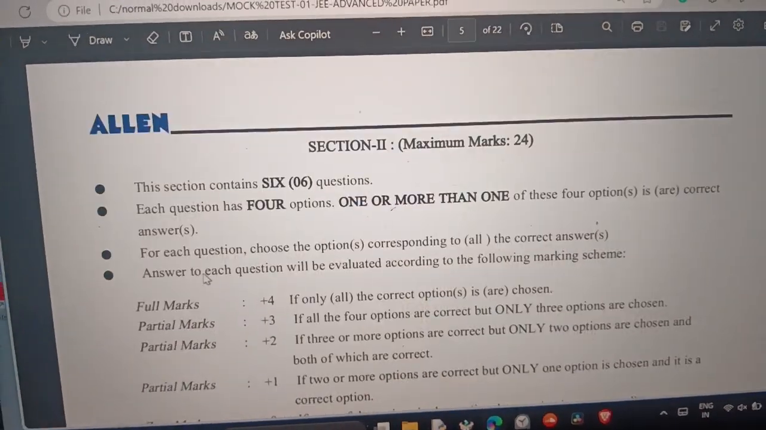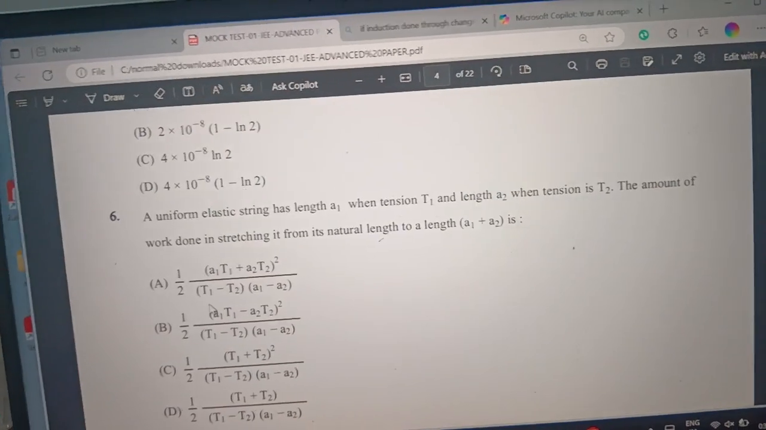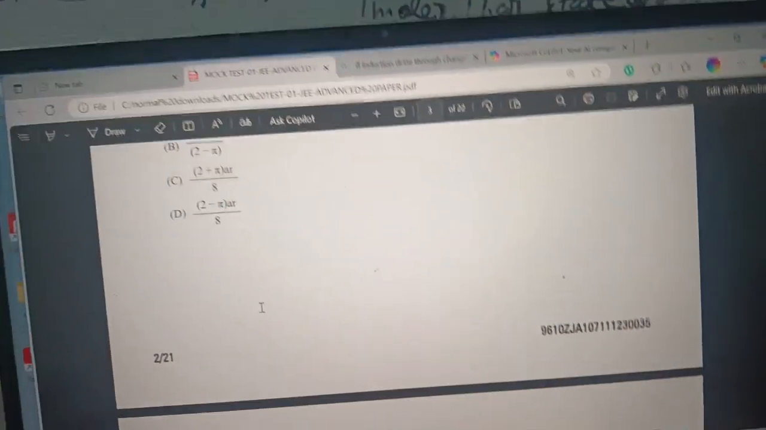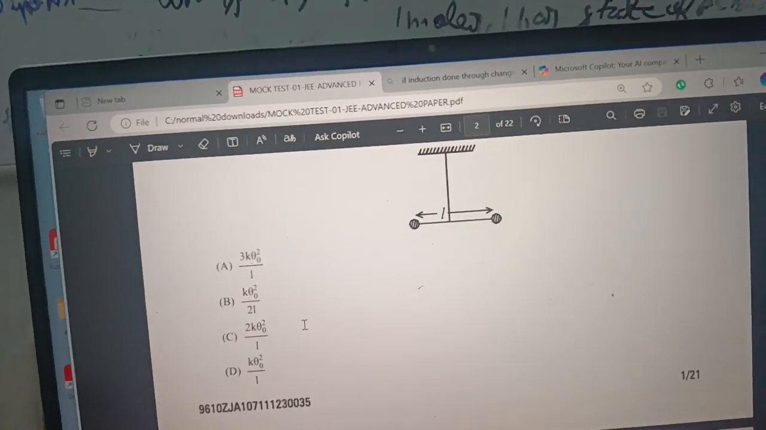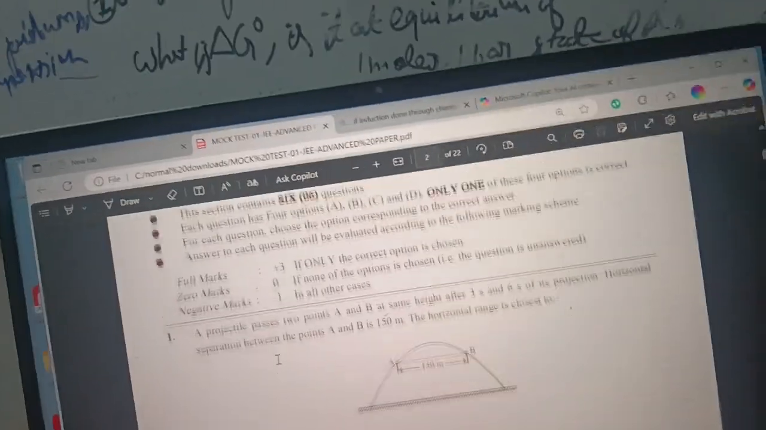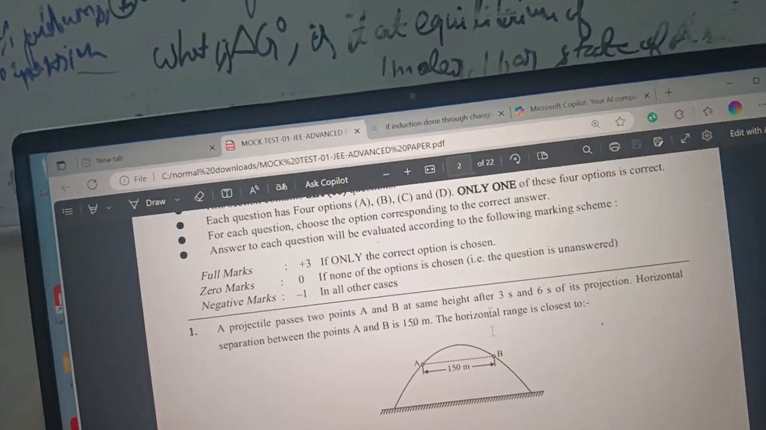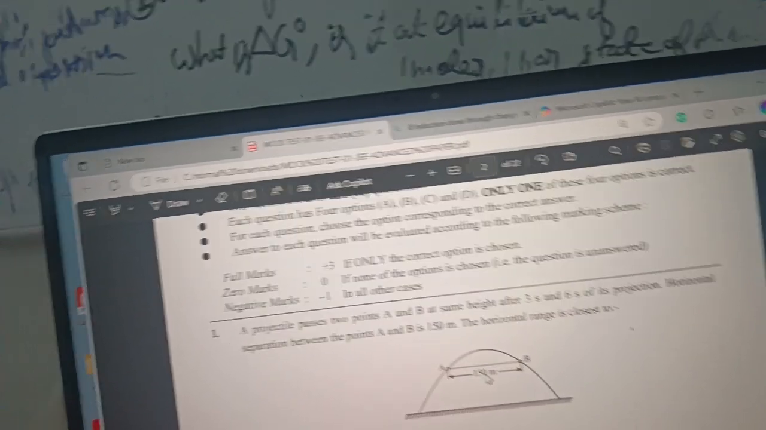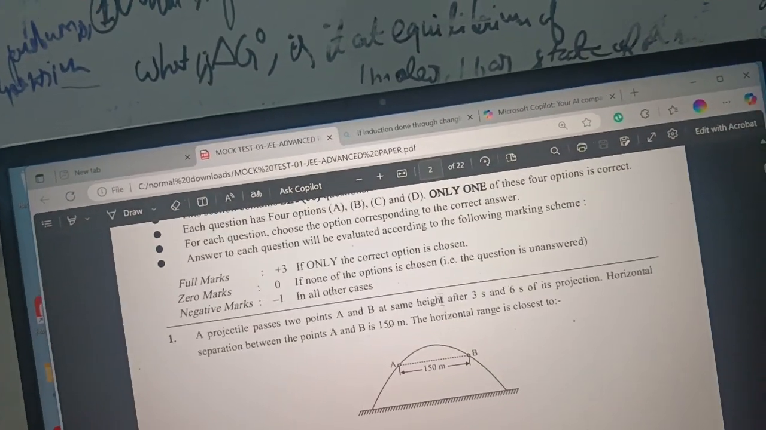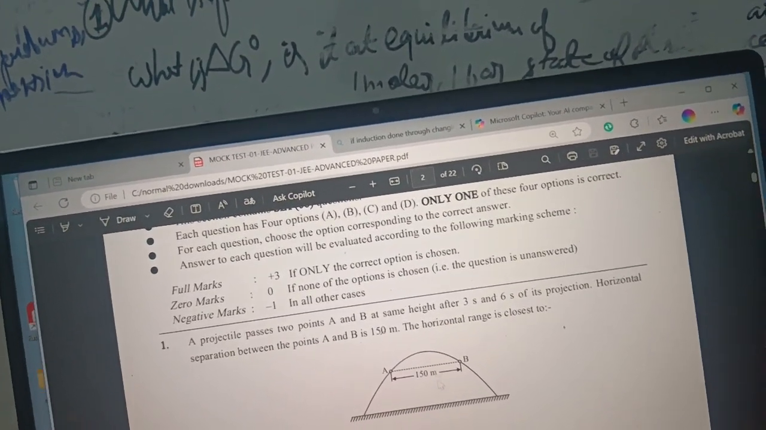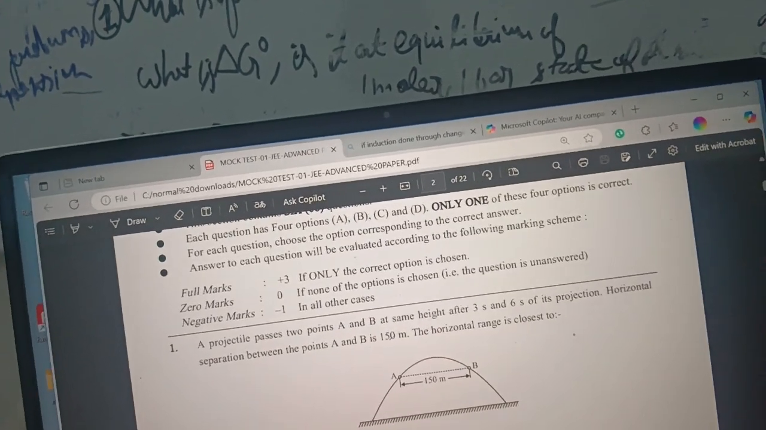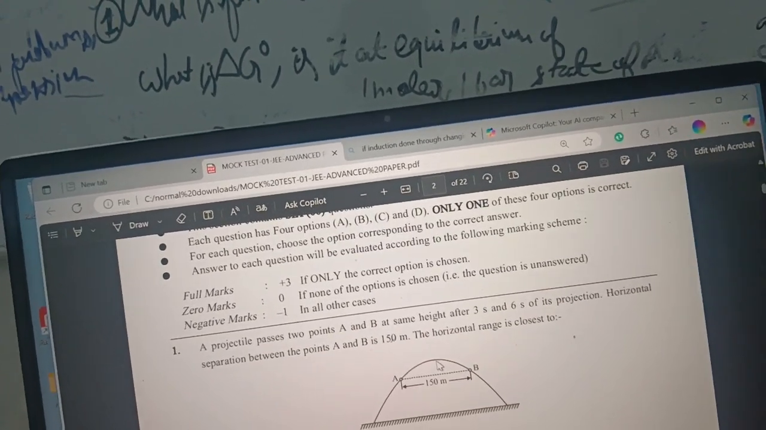I was doing a mock test and there are some questions in this I would like to revise. So first of all, this is a very simple case of projectile. We know that the whole motion is symmetrical about this vertical line passing through this vertex.